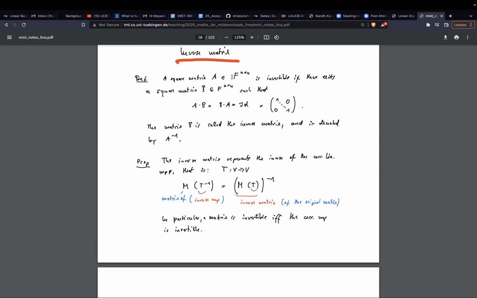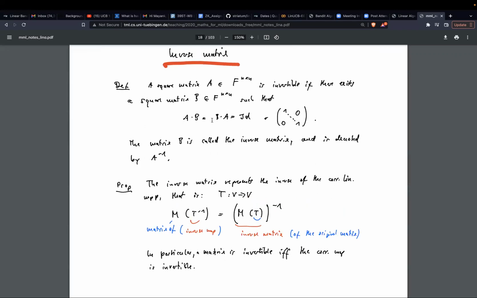Here they have written a square matrix A is invertible if there exists a square matrix B such that A dot B is equal to B dot A is equal to identity matrix. So identity matrix is basically one on every diagonal. This basically means if you want to invert a transformation, you essentially have to find a matrix that, if you multiply it by that particular transformation, gives you the identity matrix. Then we can say that is the inverse matrix of that particular matrix.